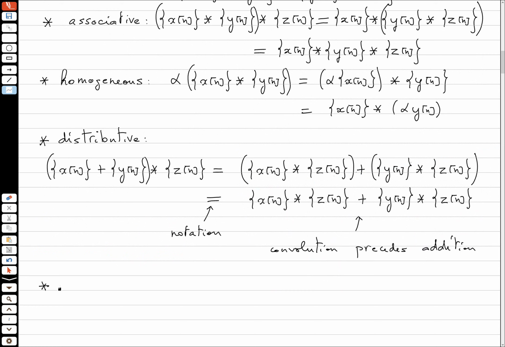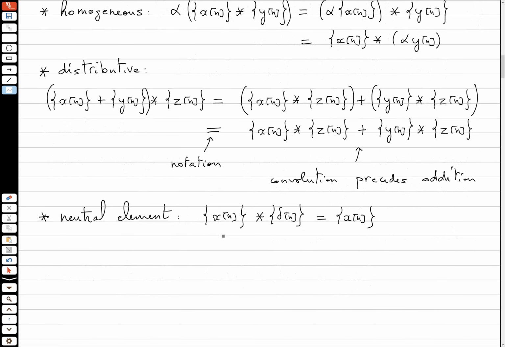Next, neutral element. What is the neutral element of addition? 0. What is the neutral element of multiplication? All right. Now convolution also has a neutral element. Can you guess it? Delta of n. You know the miracle input is a miracle, right? It does everything you want. If you convolve x with delta, nothing happens. Nothing happens.